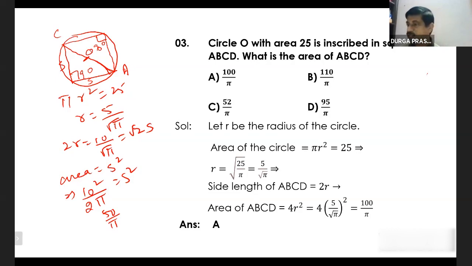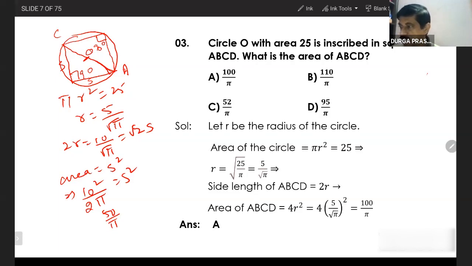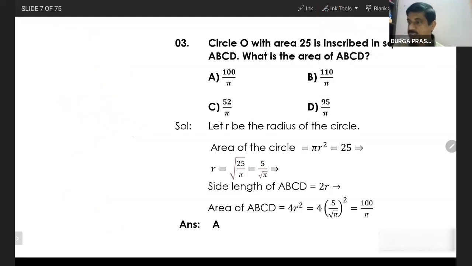Let us read the question once again. Circle with area 25 is inscribed. Oh, we have taken a square inside a circle, but the question is circle is inscribed in a square. So we need to change everything. So anyway, this is one of the solutions. If square is inscribed in a circle, so let us look at that other way. So now look at this.